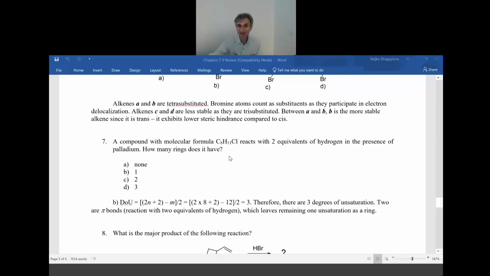And so 2 times 8 plus 2, that's 18, minus 12, that's 6, divided by 2, 3. So there are 3 degrees of unsaturation. 2 of them are pi bonds, and that means 1 unsaturation is a ring, so B is the correct answer.